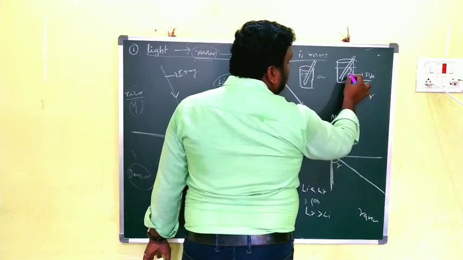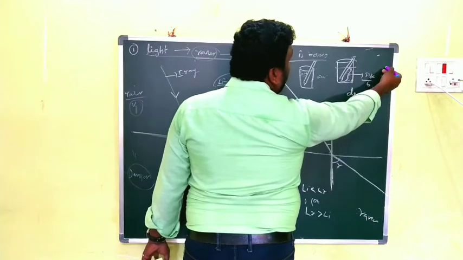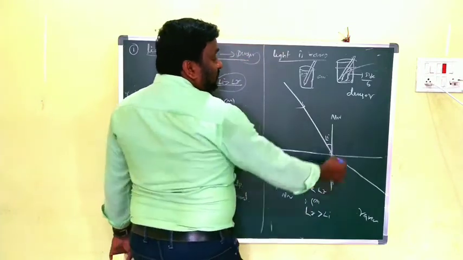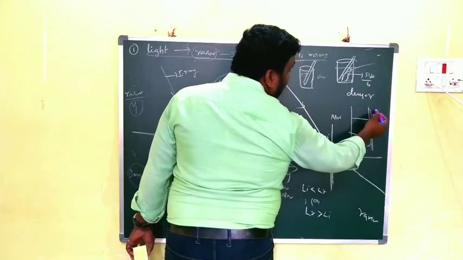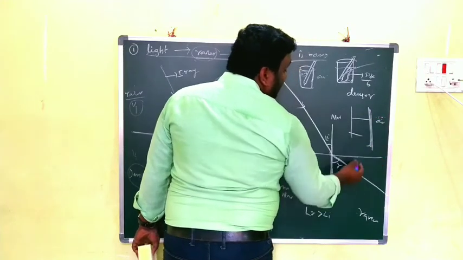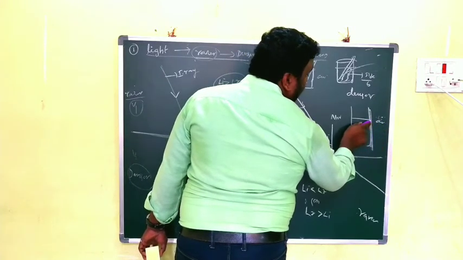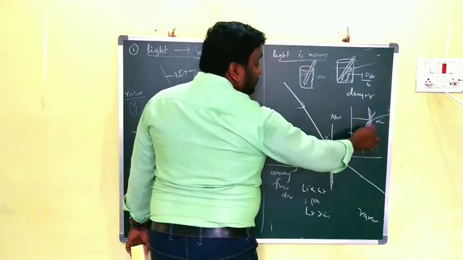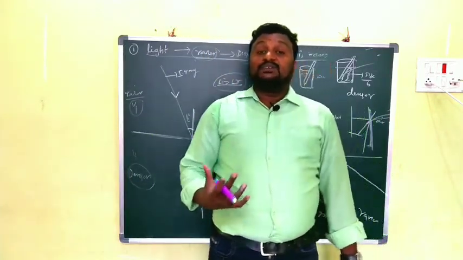Here water is there. Water means denser medium. Light is coming from the denser medium to the outside, which is air. That's why it is moving away from the normal. This is the glass, up to here we have water, and this is the air surface. This is the interface. When the light is moving from denser medium to the rarer medium, it moves away from the normal. That's why we can feel that the size of the pencil is very big.